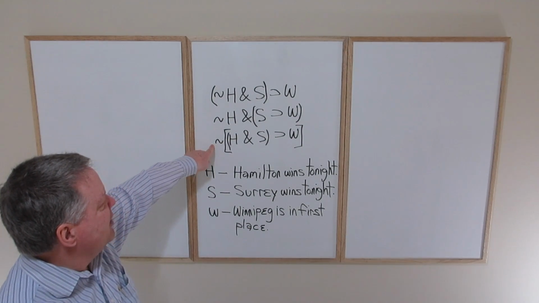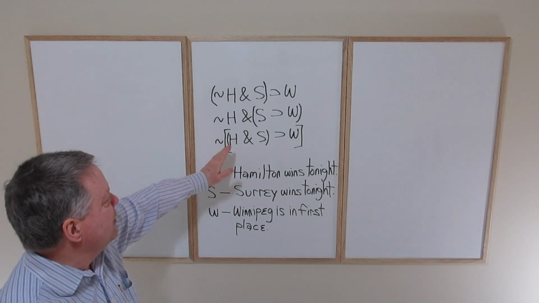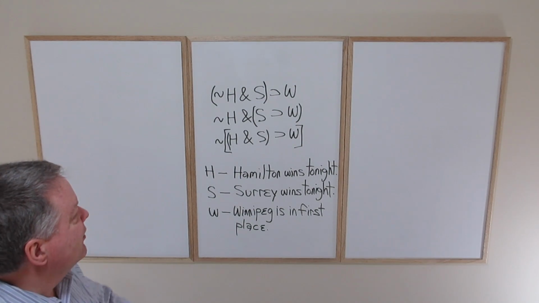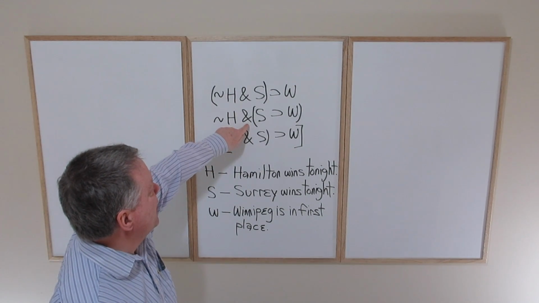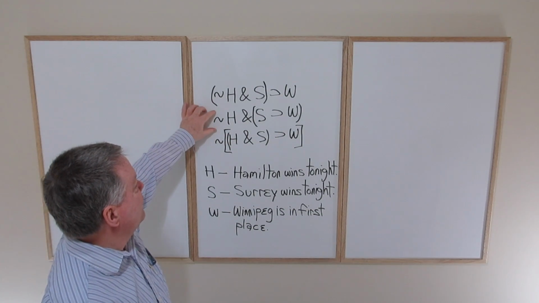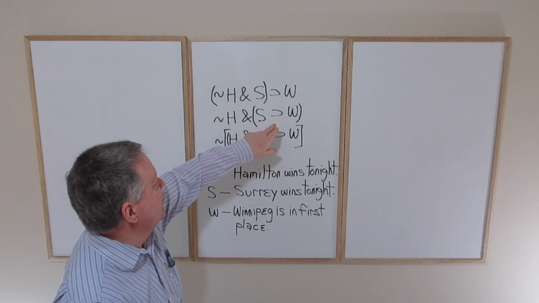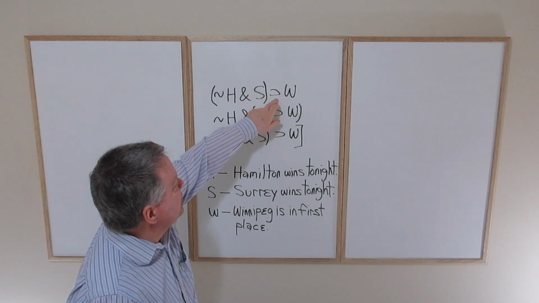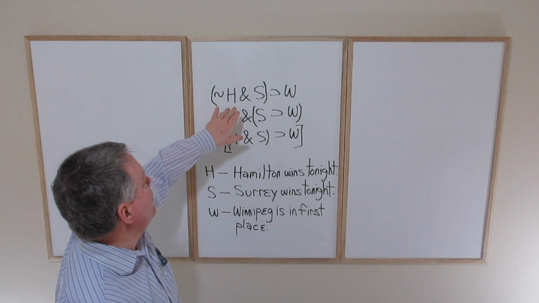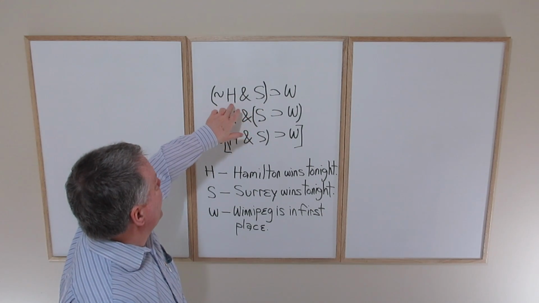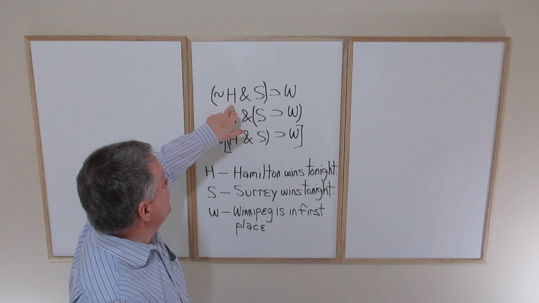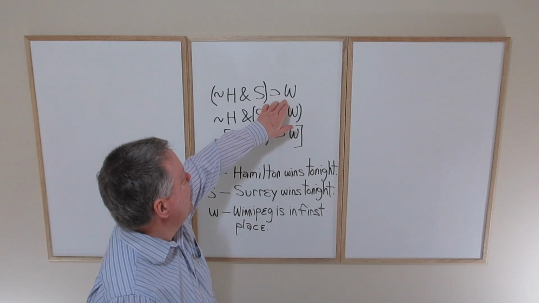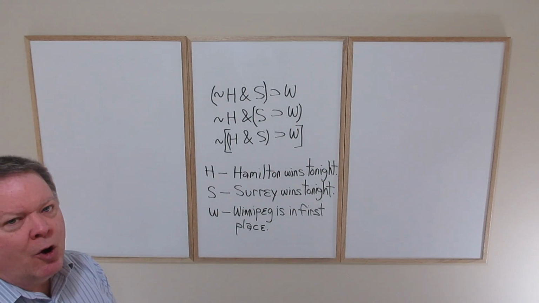So the main connective in the bottom sentence is the tilde. This is a denial of the conditional in the square brackets. The main connective in the middle one is the ampersand. This is a conjunction of a negated sentence and a conditional. The top one is a conditional. The main connective is the horseshoe. It's a conditional that has a conjunction of a negation and a simple sentence as the antecedent, and a simple sentence as the consequent.